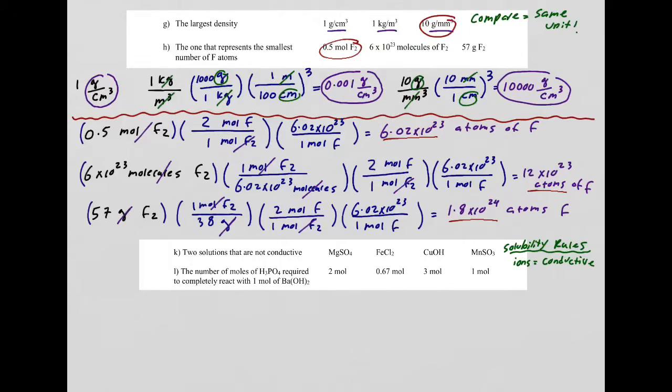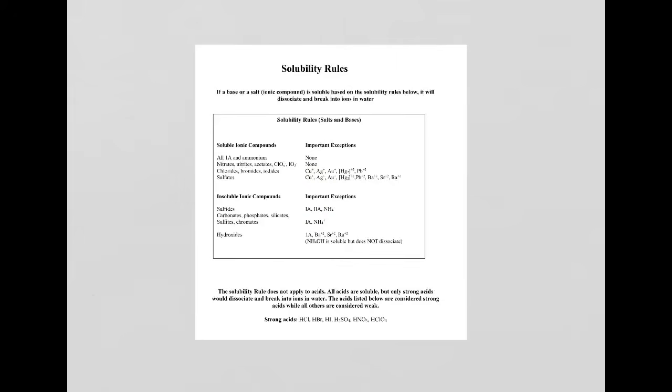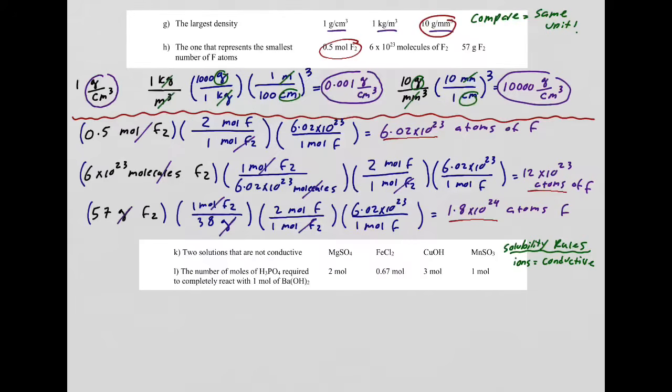FeCl2. What do you think? I don't have a rule for Fe, but I do have rules for halogens. Chloride, bromide, and iodide are soluble except next to copper 1, silver 1, gold 1, mercury 1, and Pb2+. Fe is not one of them, so yes, that's also soluble. So far so good.